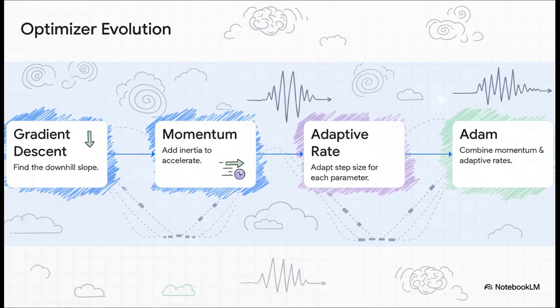Researchers came up with a whole family of these optimizers, and each one got a little bit smarter. They went from just finding the slope to adding that momentum idea to then getting really clever and adapting the step size for each and every one of the millions of parameters individually. And eventually they combined all of these great ideas into powerhouse algorithms like Adam, which is one of the go-to optimizers that people use today.